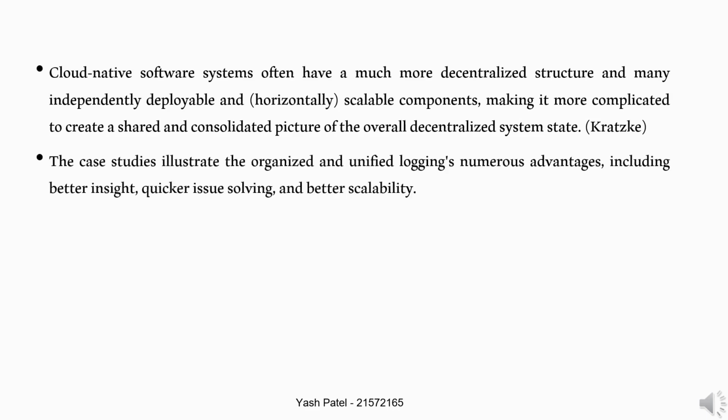Cloud-native software systems often have a much more decentralized structure, which makes it more complicated to create a shared and consolidated picture of the overall decentralized system state. As per the research, cloud-native systems must employ efficient observability methods which offer a unified picture of the system state in order to overcome these obstacles. If I talk about recent research, the wide adoption of cloud-native shifts the boundary between cloud users and cloud service provider from VM-based infrastructure to container-based applications.